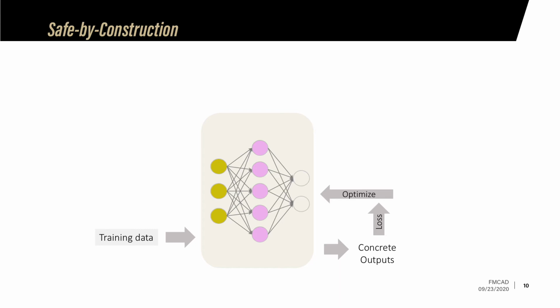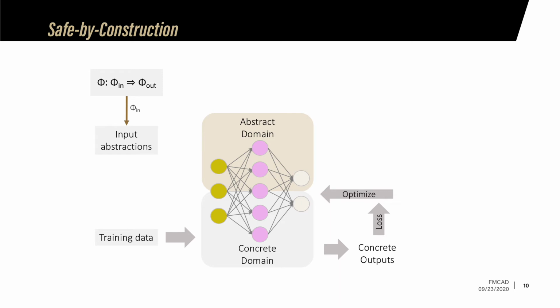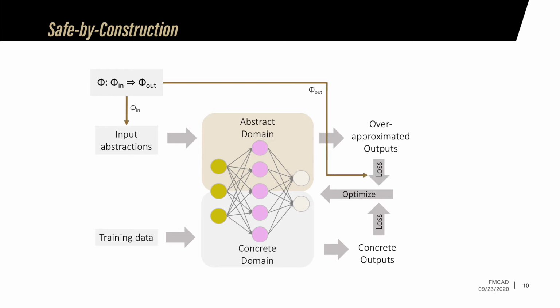The key part we're adding here is to also encode the neural network in some abstract domain. And we also take the input abstractions from the safety properties, which are the phi in, and use that as the input for the neural network on the abstract domain. Then, after propagating the abstractions layer by layer in the network, over-approximated outputs will be generated. In the same notion as the loss in the concrete domain, we can also define a loss function on the abstract domain with respect to the safety constraint phi out here.